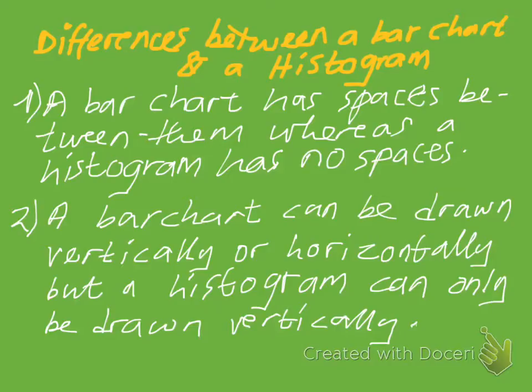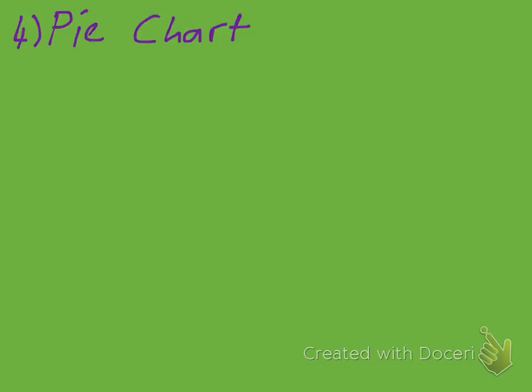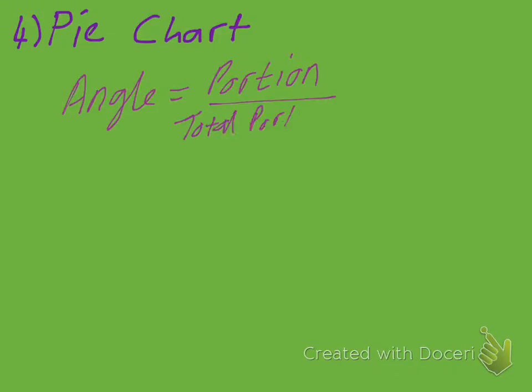So, assuming that you know about a bar chart and a histogram, and you know the differences between them, let's move to a pie chart. A pie chart. You see, I'm looking at the angle, portion over total portion times 360 degrees. Don't let this scare you.